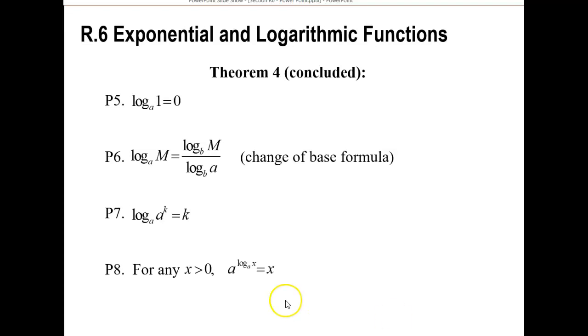And for any x that's positive, if your logarithm is part of the exponent, if the base of that log matches the base of its exponent, then the answer is simply the x.